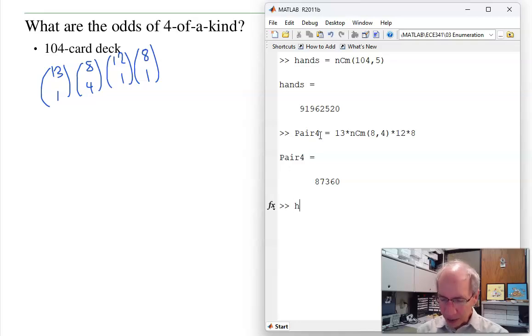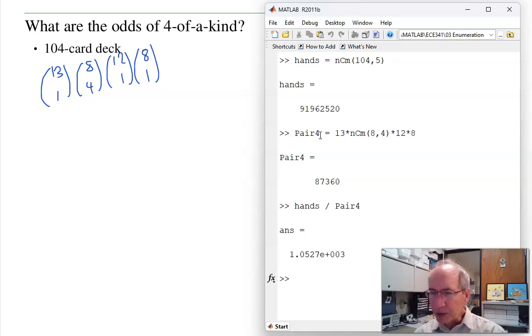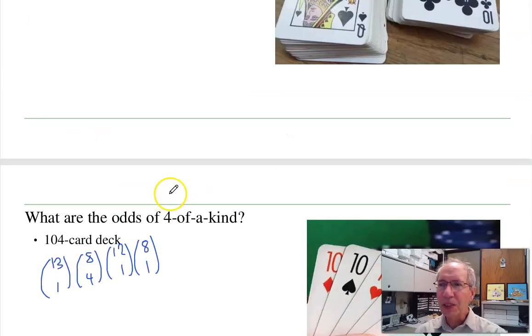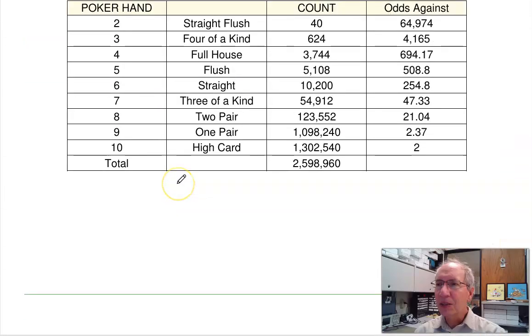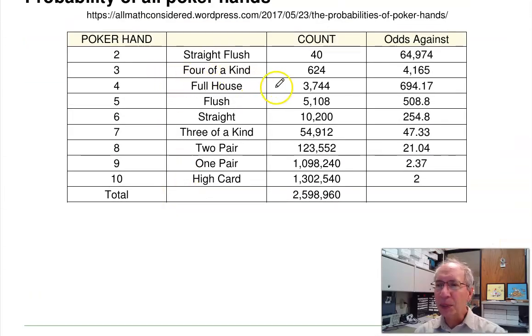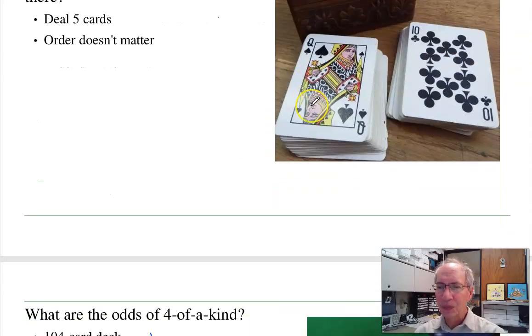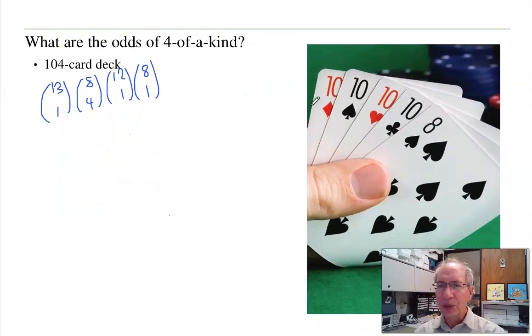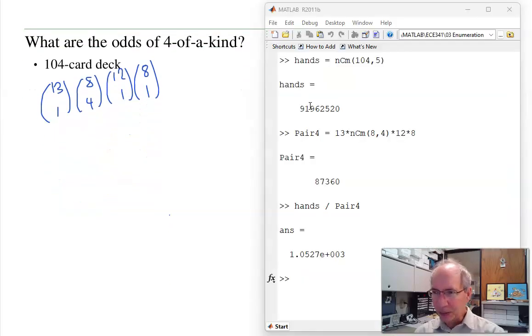And the odds should be 1,052 to 1 odds against. Now comparing, the odds actually got better. 4 of a kind used to be 600 to 1 odds with a single deck of cards. With 2 decks of cards, it is now 1,000 to 1 odds. Actually, the odds got worse.